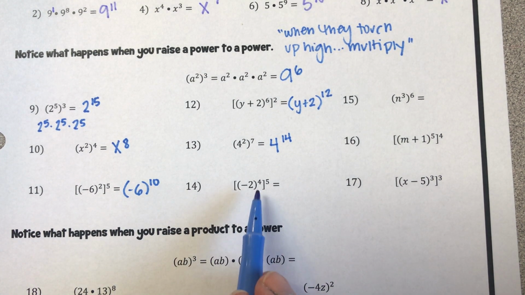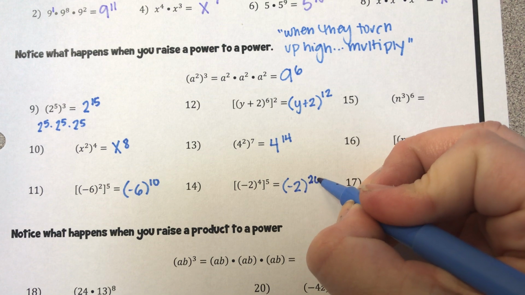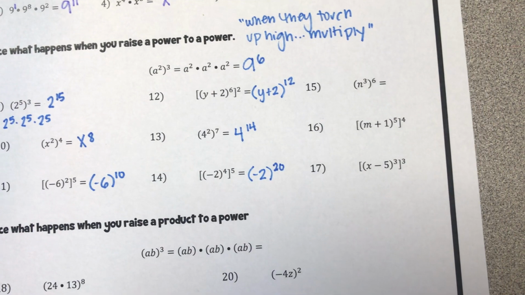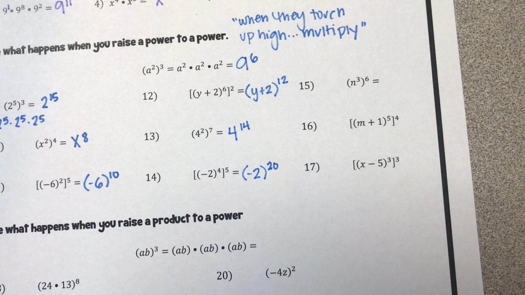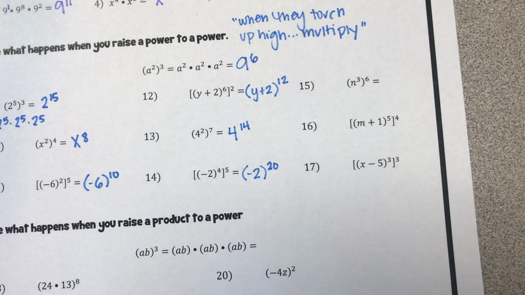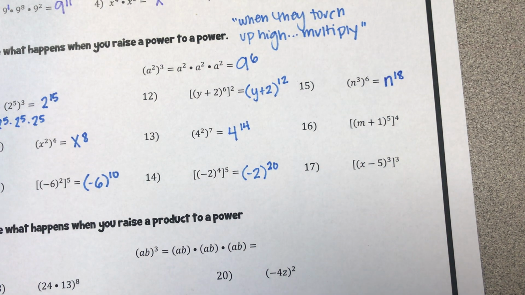On number 14, we have negative 2 raised to the 4th being raised to the 5th. So that's negative 2 to the 20th power. On number 15, n to the 3rd to the 6th. Or why don't you pause it and do these 3 and then we'll check them. So n to the 3rd to the 6th would be n to the 18th power.